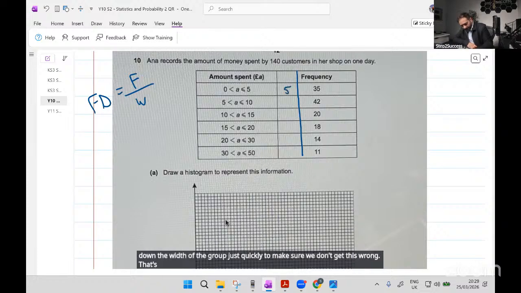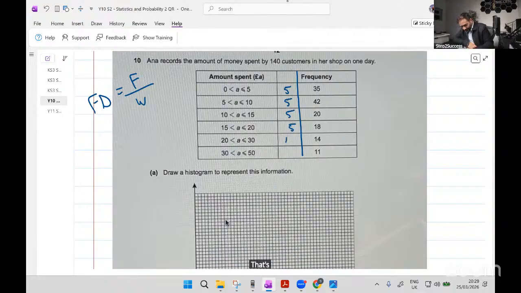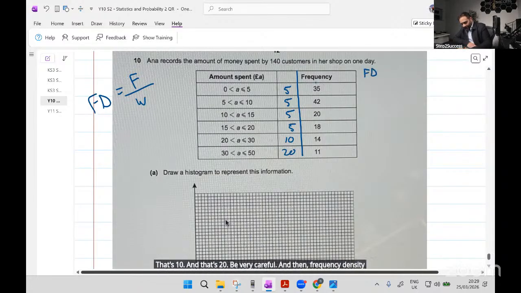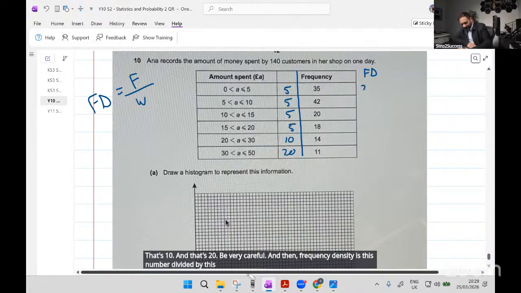That's a width of 5. That's also 5. That's also 5. That's 5. That's 10. And that's 20. Be very careful. And then frequency density is this number divided by this number. 35 divided by 5 is 7. 42 divided by 5 is 8.4. 20 divided by 5 is 4. 18 divided by 5 is 3.6. 14 divided by 10 is 1.4. And 11 divided by 20 is 0.55.